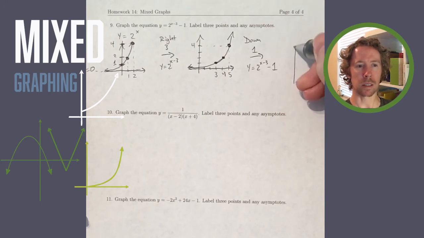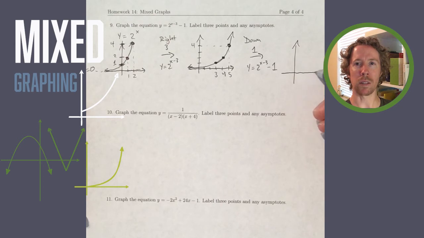And then last, to take care of that -1 at the end of the equation, that's just going to take all the y values that we had before and push them down 1. So in particular, our horizontal asymptote that was at y equals 0 is now going to be at y equals -1.